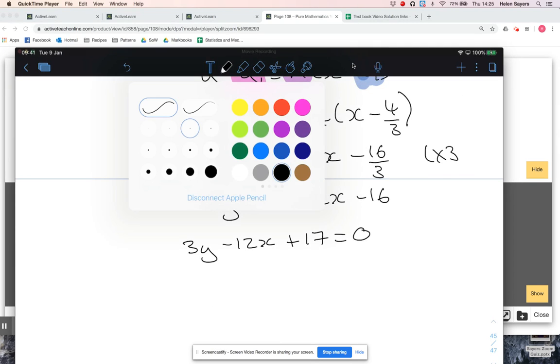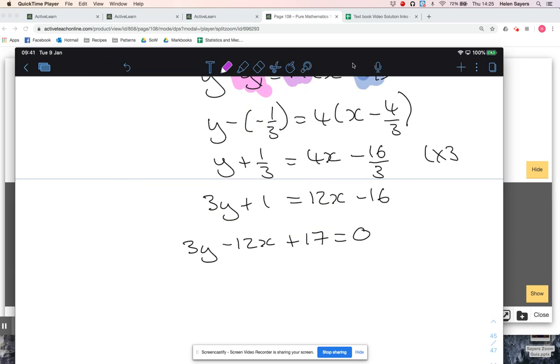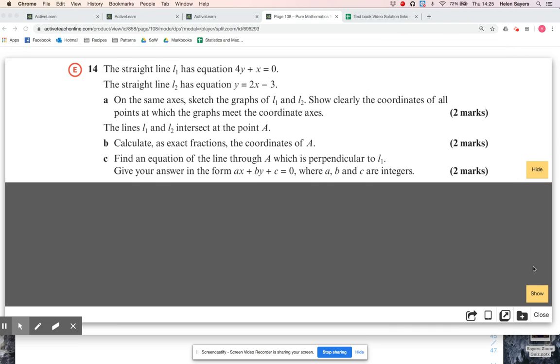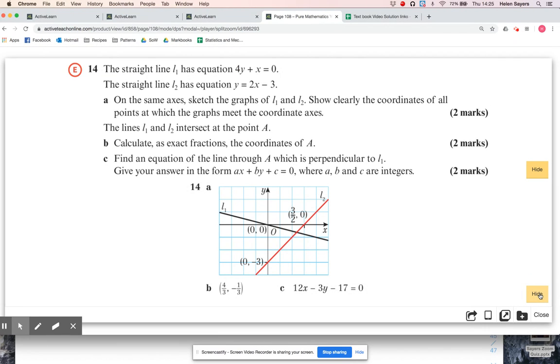But an alternative would be to either just rearrange the order or even multiply everything through. So either of those would be acceptable, I think, as long as they're the correct answer. 12x minus 3y minus 17. We got that, and we've got the coordinates labelled, so that's all we need.